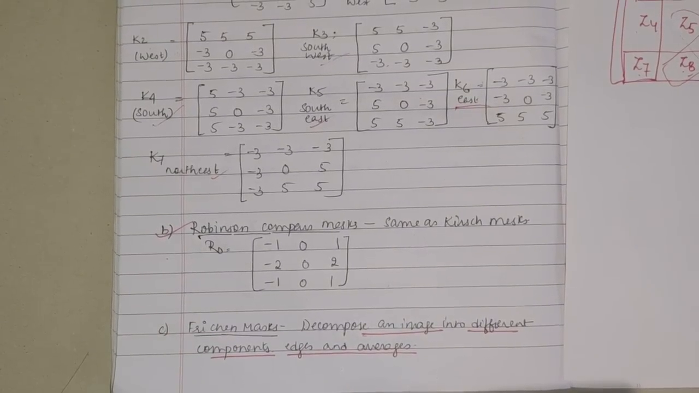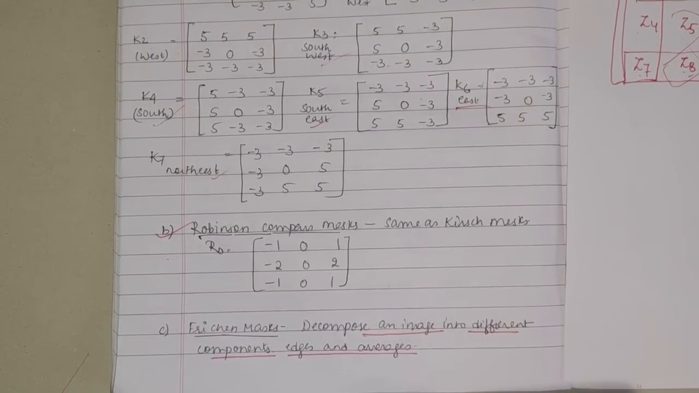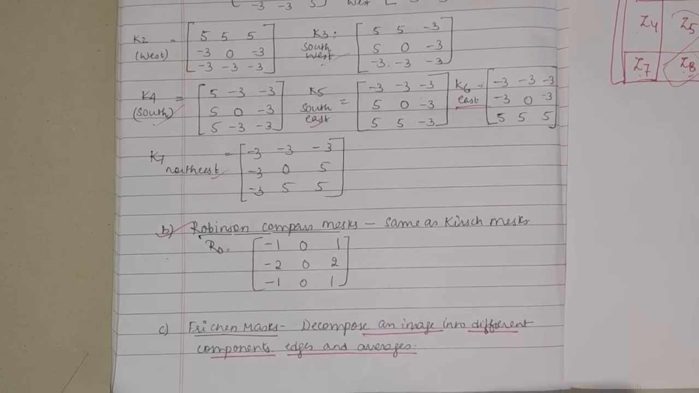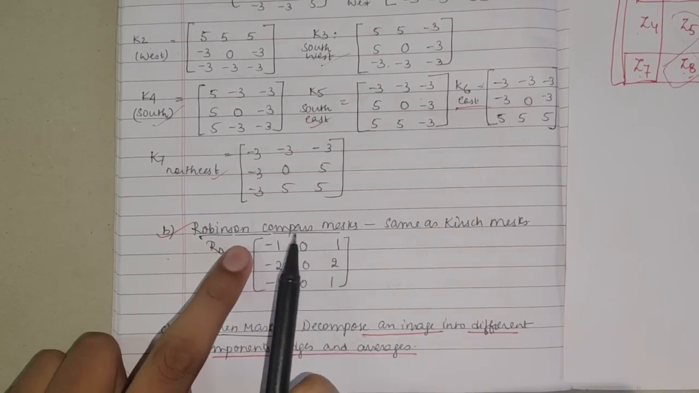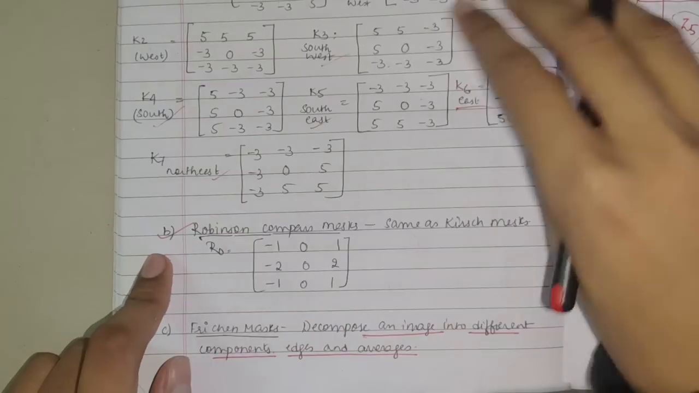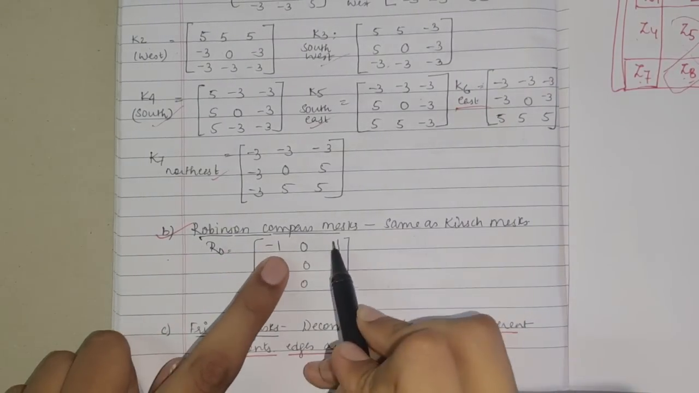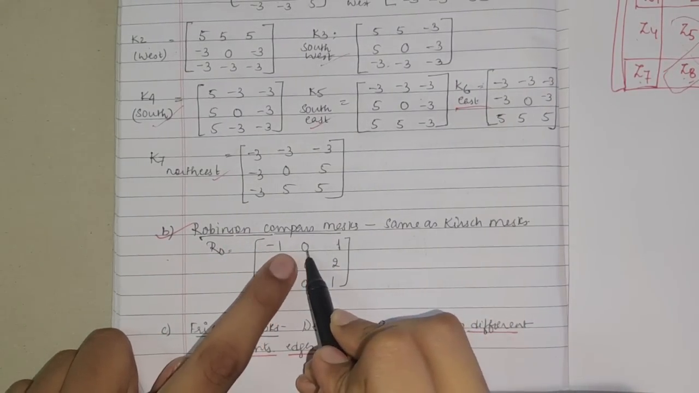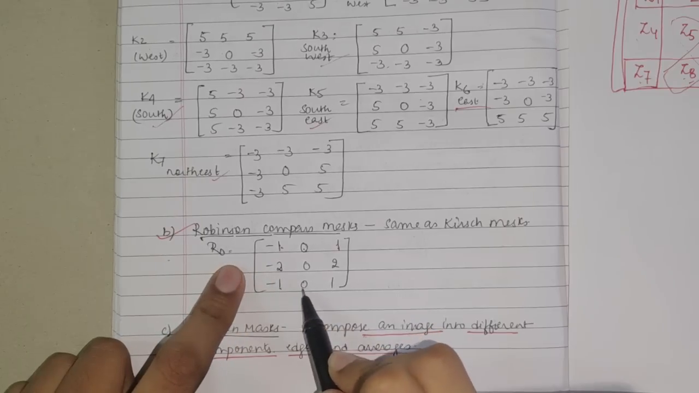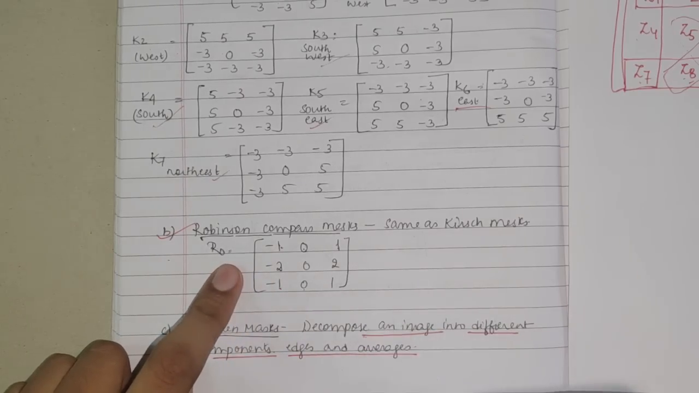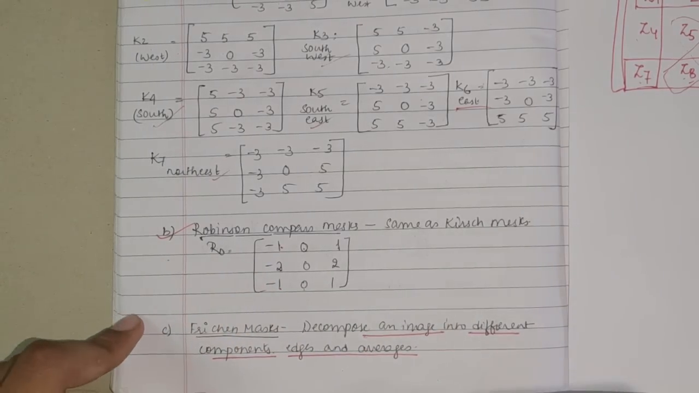Robinson's operator is the same as the Kirsch mask itself. It will also help you in detecting the edges with respect to a direction. I have just given R0 with the same values, and the same continues for all the masks. For R1, again keep shifting: 1 will come here, 0 will shift to here, minus 1 will come here, minus 2 will come here, minus 1 here. Keep on shifting the values one after the other in each and every matrix.